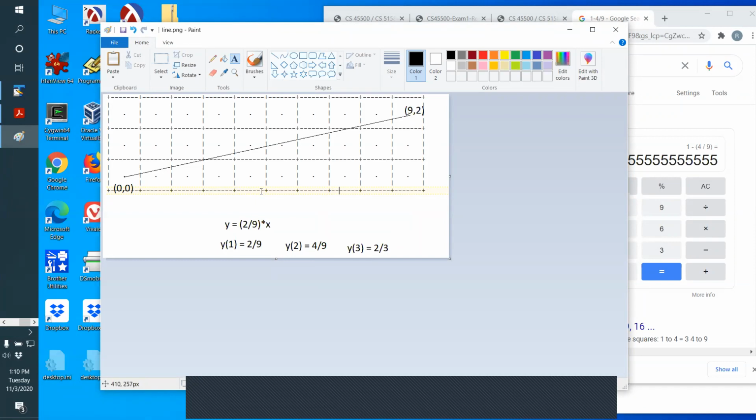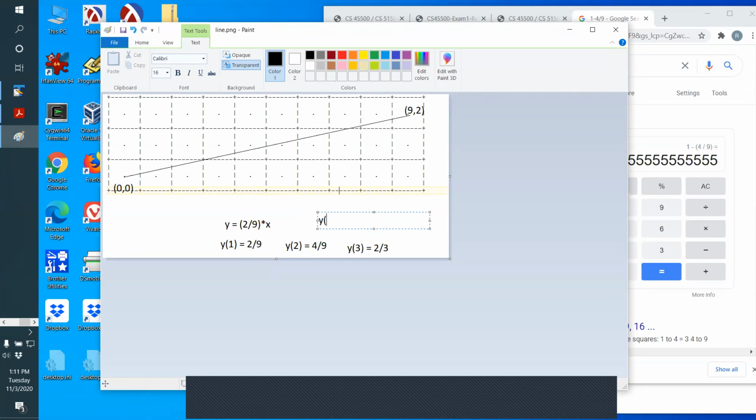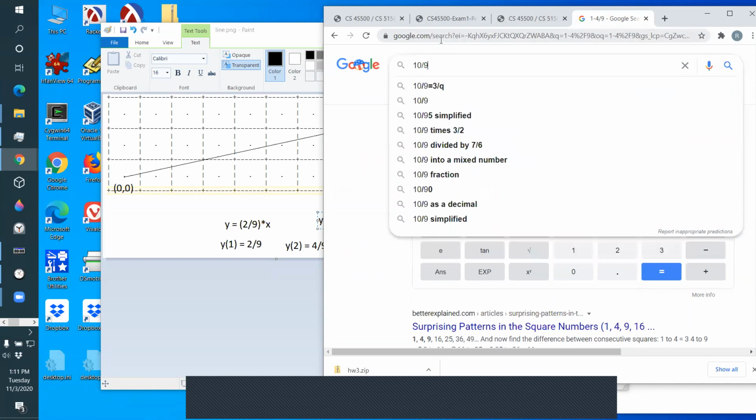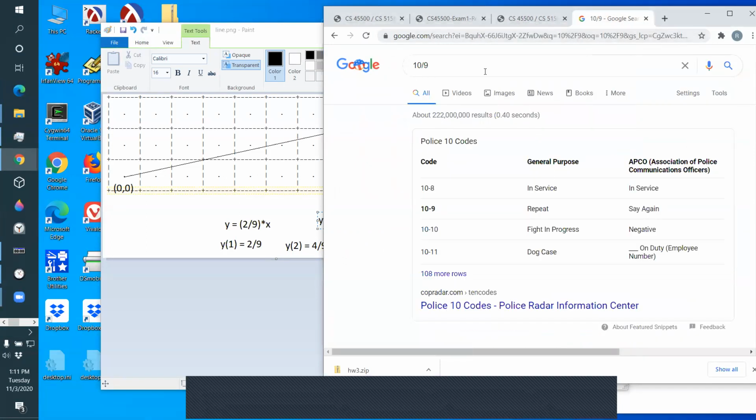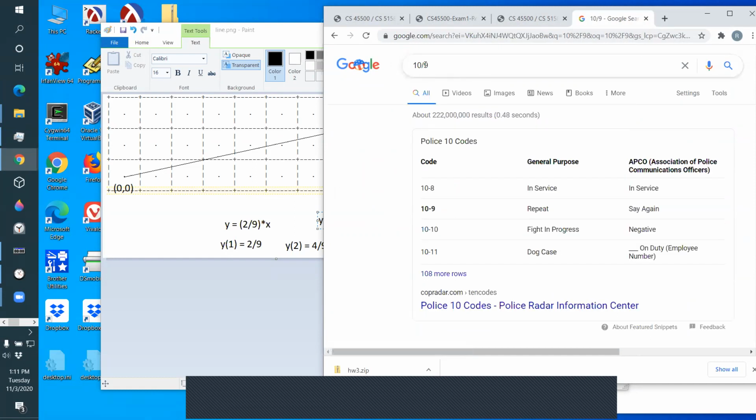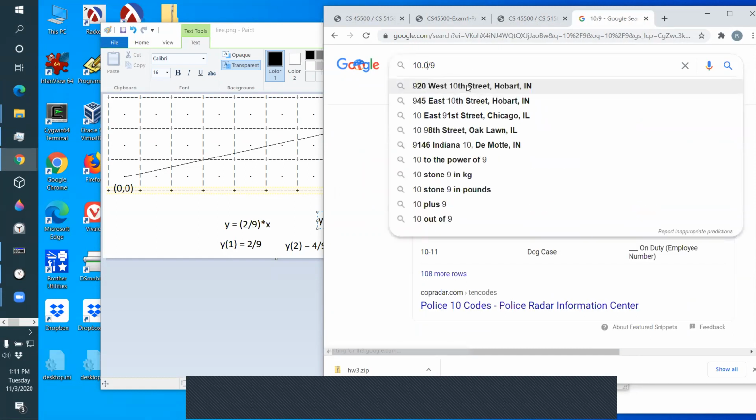Okay, let's do one that's more interesting. 0, 1, 2, 3, 4, 5. Let's do 5. Okay, let's do y of 5. Y of 5 equals, okay, that'd be 10/9. Okay, go over here. 10/9. 10/9 is, okay, 10/9 means something.